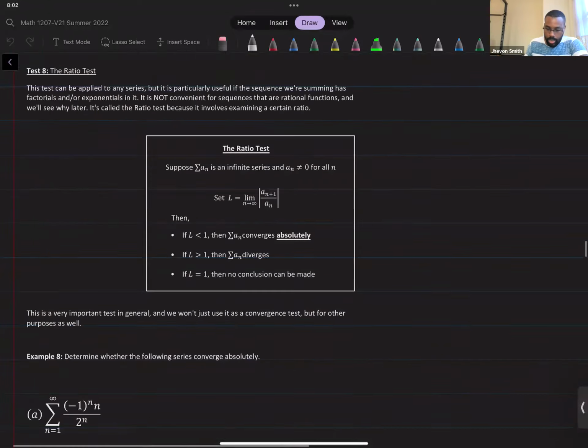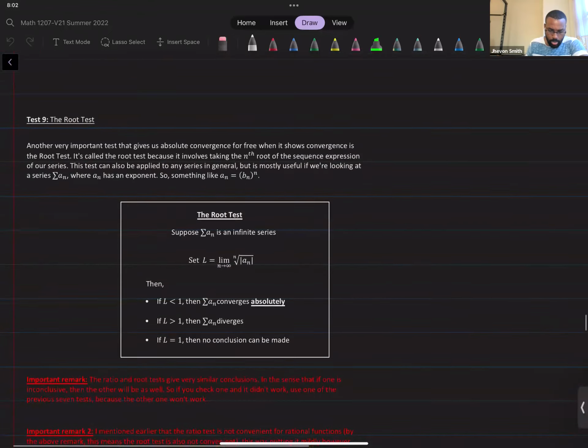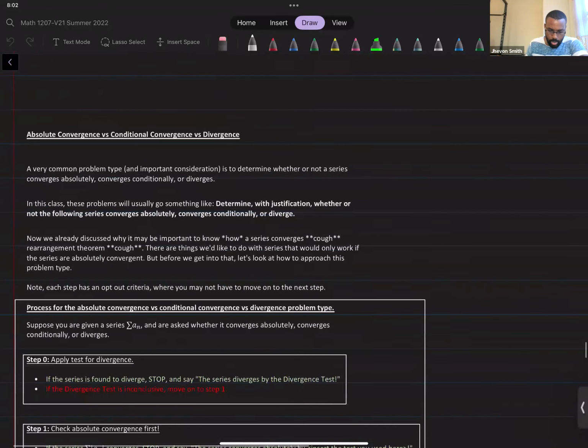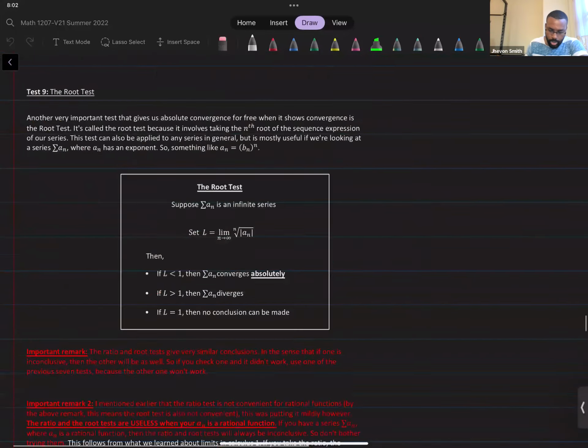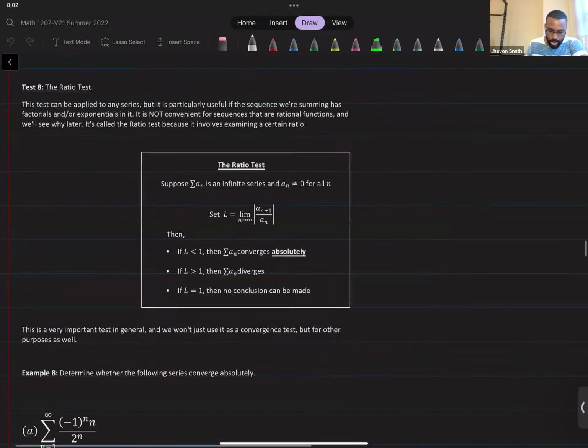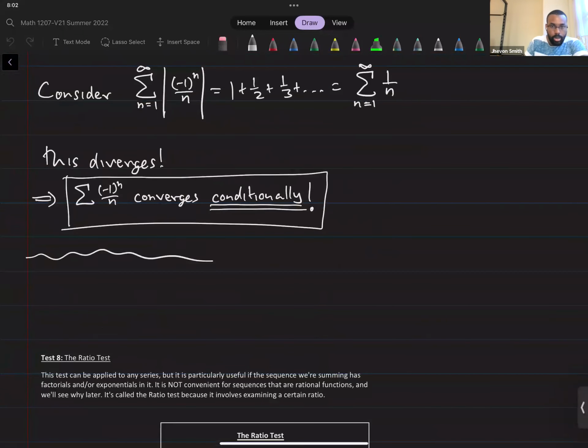So that leads us here. The ratio and root tests will probably need some more time. I'm also going to talk more about absolute convergence versus divergence. But at this point, as promised, we're entering the last hour of class. So I kind of want to open it up for questions. If you guys don't have questions, that's also fine. I'll just continue because, as you can see, I already have a plan for where we're going.